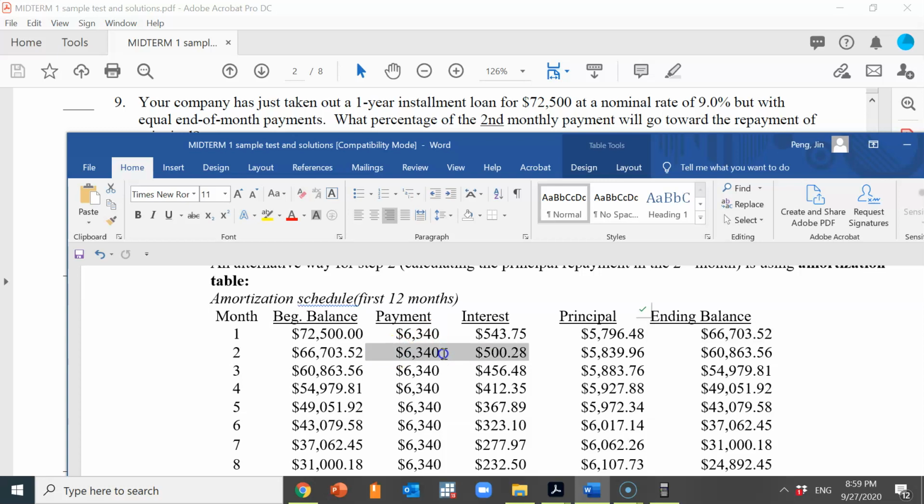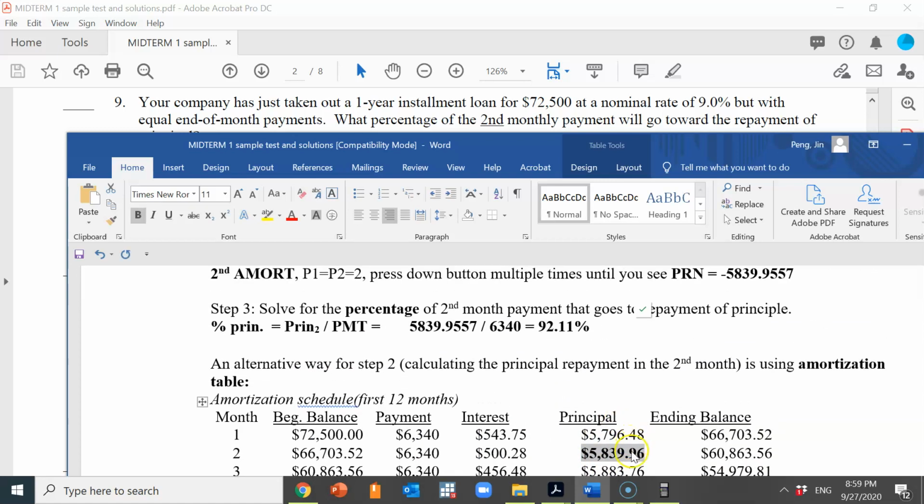Same total payment in the second month. Interest in the second month should be the beginning balance of the second month multiplied by the monthly rate. And then the principal payments would be the total payment of the second month minus the interest payment in the second month. Ending balance of the second month would be the beginning balance of the second month minus the principal payment. So we can also get this number from the table, 5839.96. And then we divide by 6340. We can also get this percentage here.